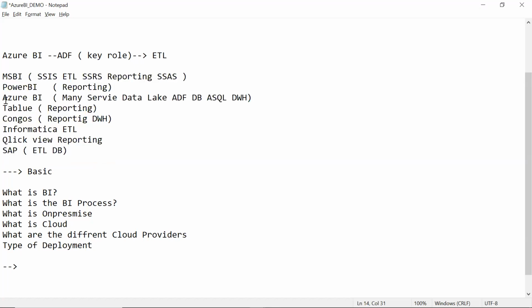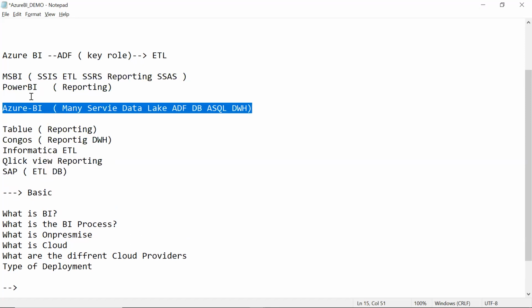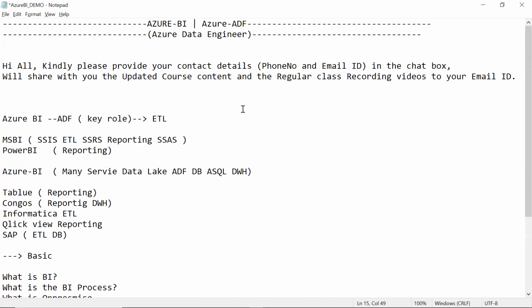Among these tools, we are currently working on Azure BI, which has a lot of services and tools. If you are perfect in any of these tools, any of these services, you'll have a job. So you have to be perfect in at least one.